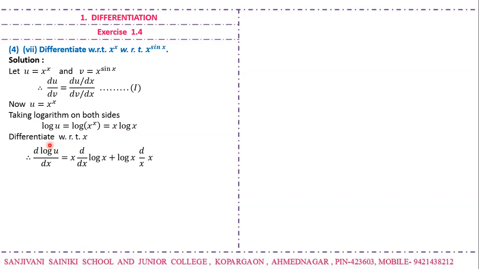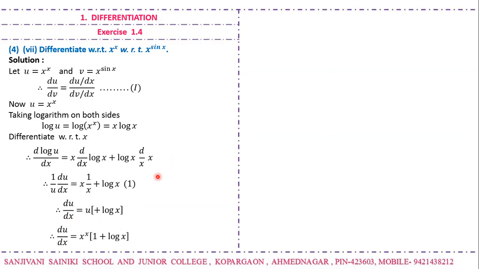So differentiating with respect to x, log of u, its derivative is 1 upon u du by dx, and here you have to use the product rule. First function as it is, derivative of the second function, plus second function as it is, derivative of the first function. Now the derivative of log x is 1 upon x, and derivative of x is 1. So here we got du by dx as u into 1 plus log x. So du by dx is x raised to x in bracket 1 plus log x. This is du by dx.